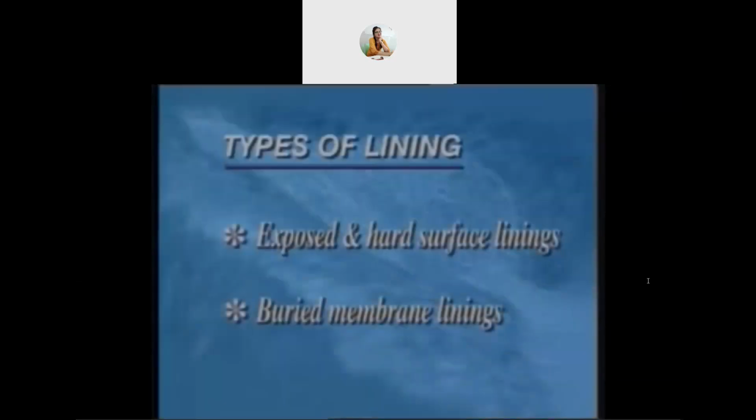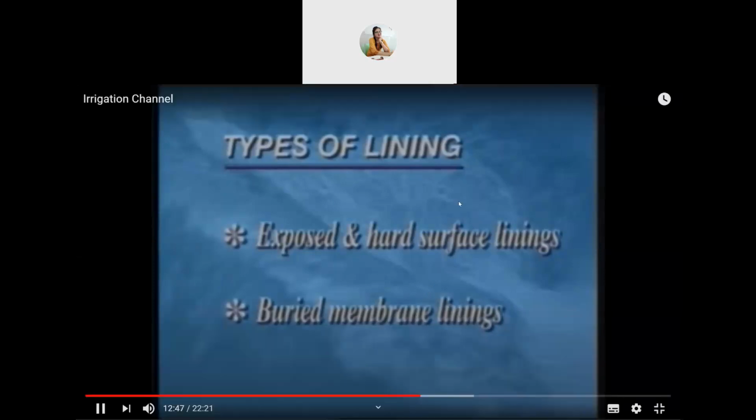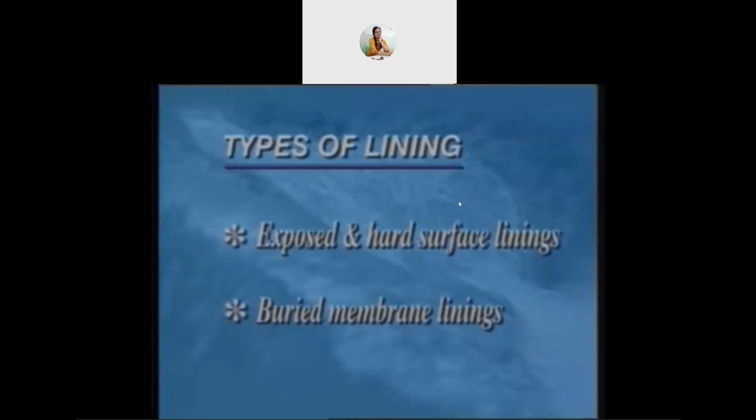Various types of lining can be mainly grouped into two categories: exposed and hard surface linings, and buried membrane linings. The initial cost of exposed linings is generally high. They are recommended for use where structural safety is the primary consideration. There are several types of linings.